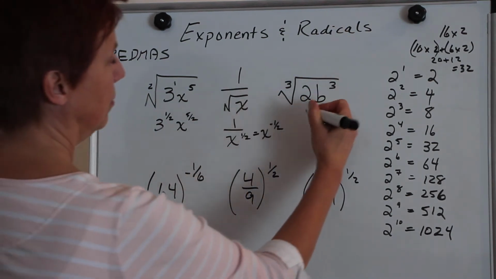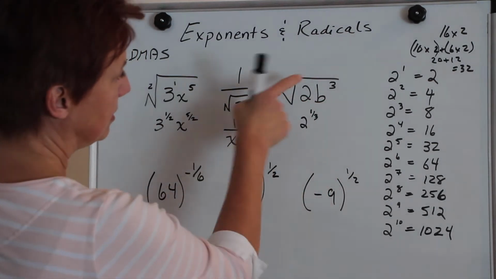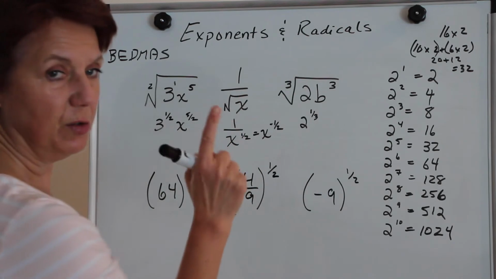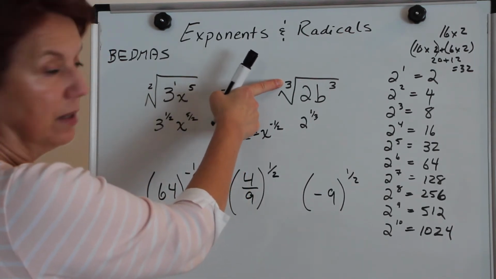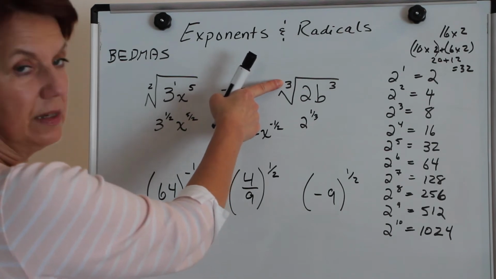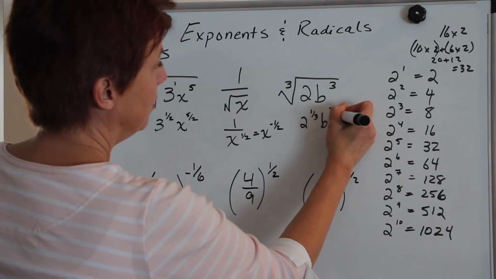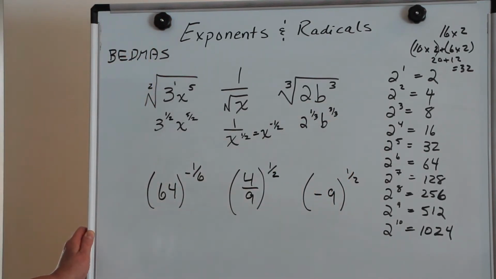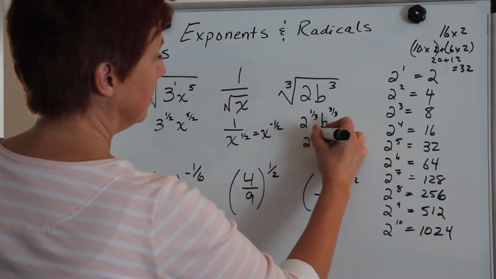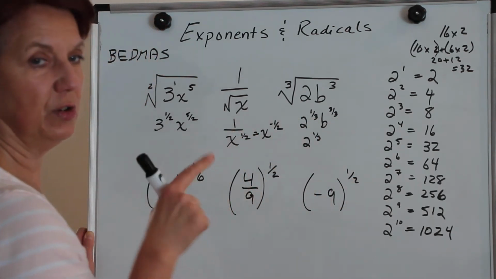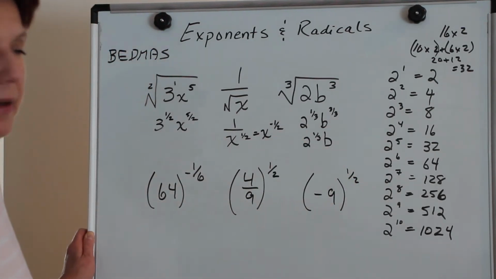Now here, the 2 is being raised by 1 over 3, because we've got an invisible 1 here, that's our numerator, and the index, which is this number here, meaning the cube root, is the denominator. The b is being raised by 3 over 3, but we wouldn't write that, would we? Because 3 over 3 is just equal to 1. So what we would write is the cube root of 2, that's what that means, and then we would just put the b beside it like that, okay?